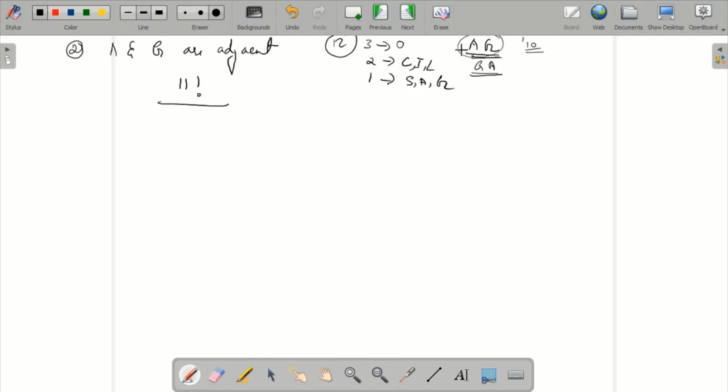Why? In the previous case, if it was AA, we took it as a single block, and there was no arrangement between those AA. But here you can have AG, and you can also have GA. So this you have to remember. Here A and G we take as a single block. Out of 12, 2 letters are gone and it is considered as 1.